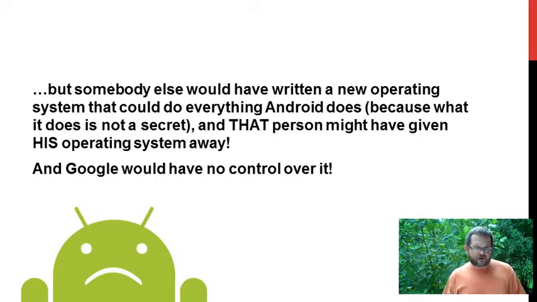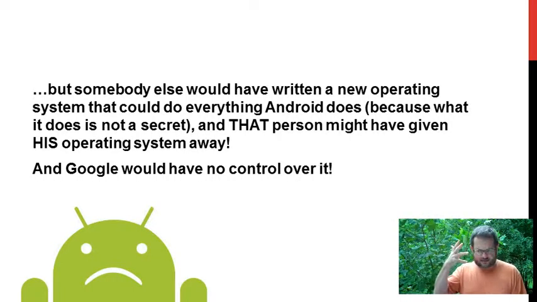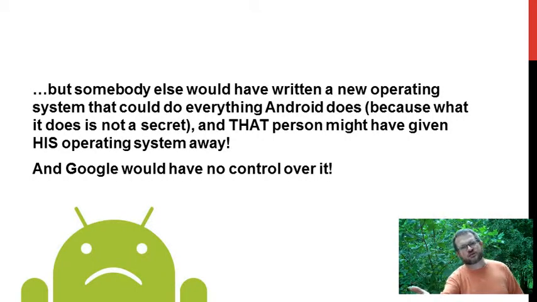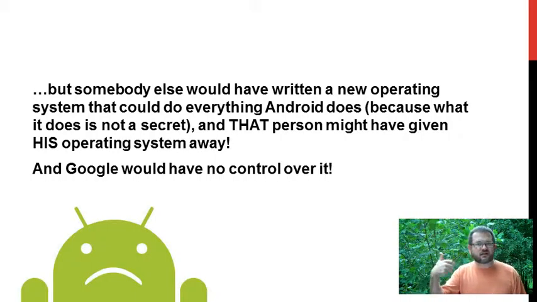But somebody else would have written a new operating system that could do everything Android does, because what Android does isn't a secret. It's managing memory, it's managing communication to cell phone towers, it's managing connections to Wi-Fi. All that's complicated, but it's not a secret, and programmers can make their own versions of that stuff. And that person who wrote an alternative to Android could have done whatever they want. They could have given it away, they could have charged for it, they could have made it better than Android, and Google would have had no control over all that.